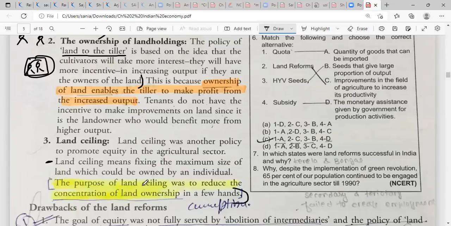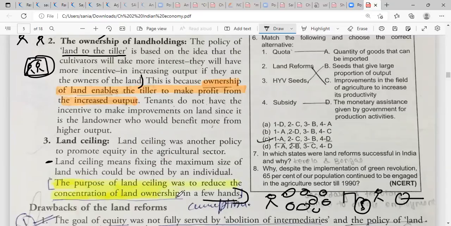So basically, why was land ceiling introduced? Because at that time, what used to happen? One individual would have 10 lands. On the other hand, there were few people who didn't have even a single land. So if I make a land ceiling policy that everyone can have maximum five lands, then of course the ownership of the land won't be concentrated in a few hands or a few rich people, right?